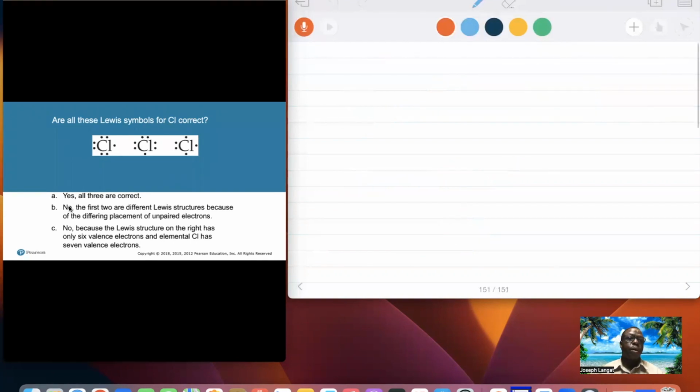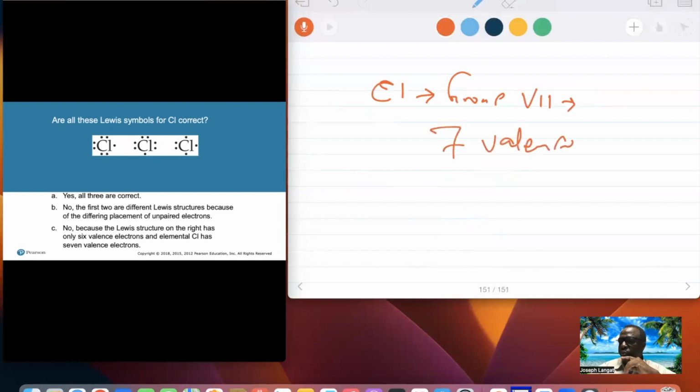Now, the learning question here is another follow-up question. Are these Lewis symbols for chlorine? Chlorine is in group 7. It has 7 valence electrons. So we need to have 1, 2, 3, 4, 5, 6, 7. That's how you write the dot symbol for chlorine. And if you look at the position of the single electron, it doesn't really matter where you put it. The correct answer for this is no.